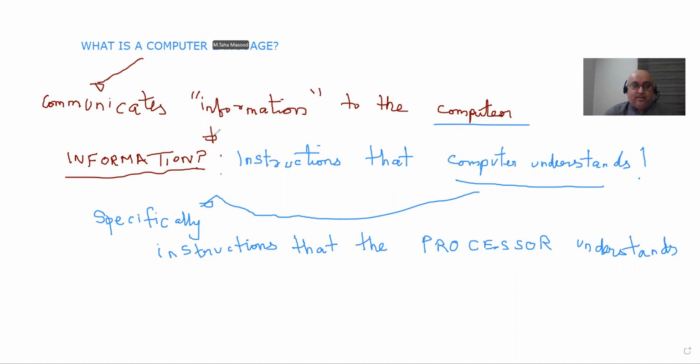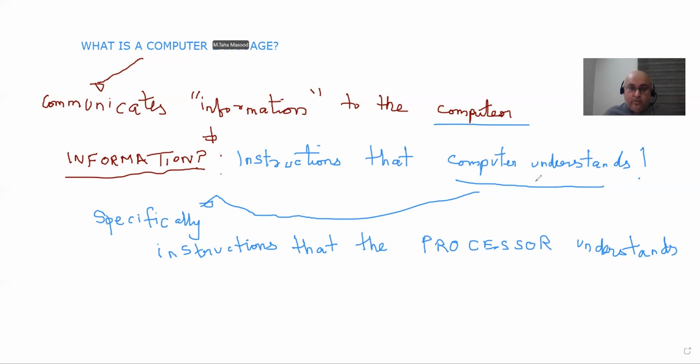And what exactly might that information be? That information is a sequence of instructions that the computer understands, right? So it's information. The purpose of language is to communicate information. Here we are communicating it to the computer, so it has to be in a language that the computer understands. Otherwise, it would be like somebody talking in Spanish to another person who understands only English. There would be no communication, even though a language is being used.